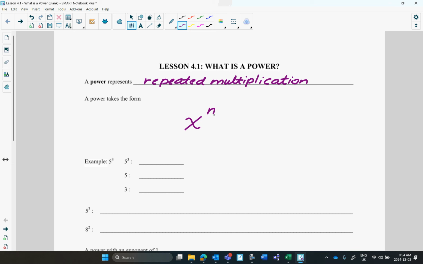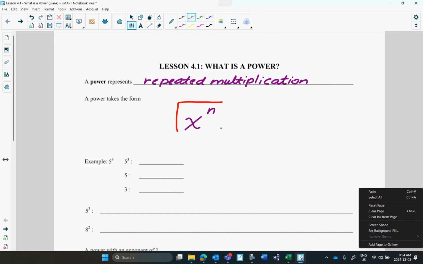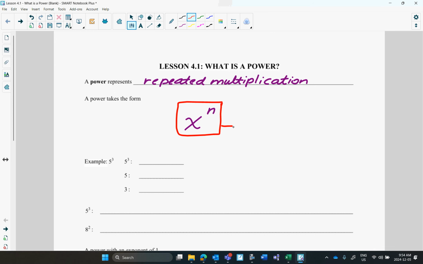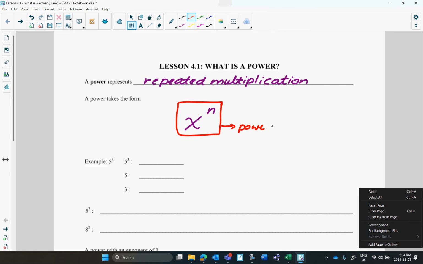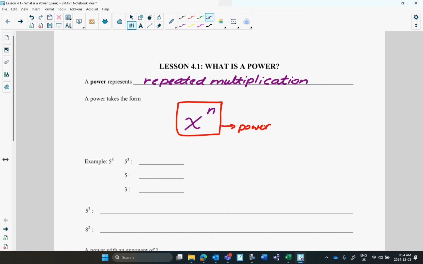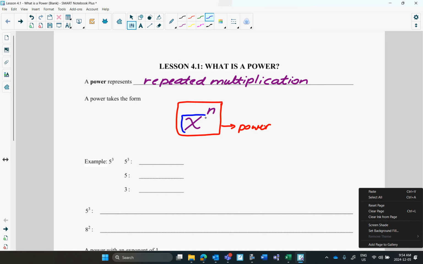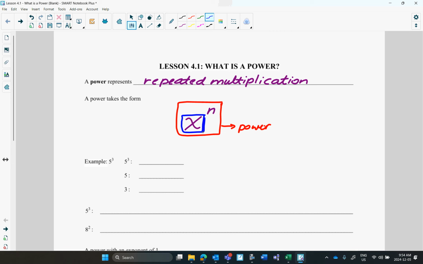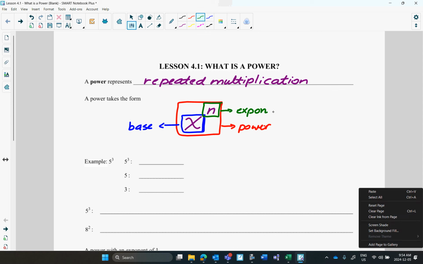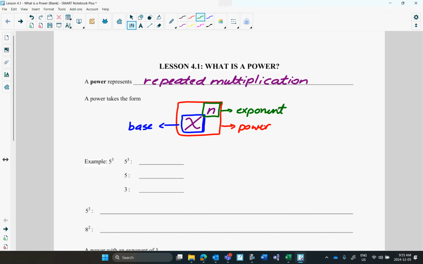That whole thing is called the power. Big number, the number that we're going to keep multiplying by itself, that's what we call the base. And the little number up and to the right, that is what we call the exponent. That tells us how many times we multiply the big number by itself.